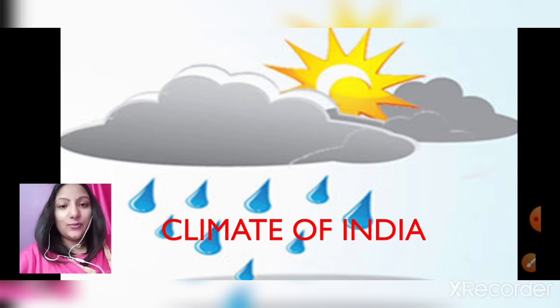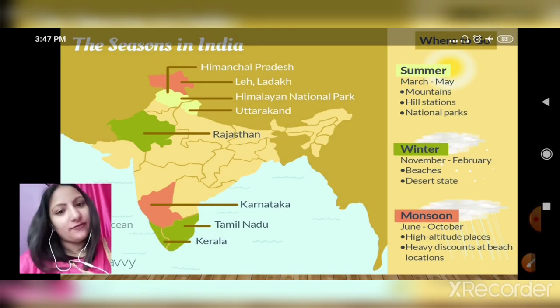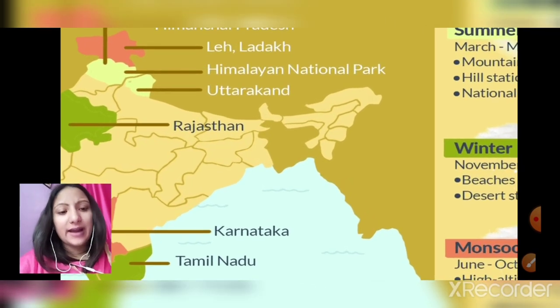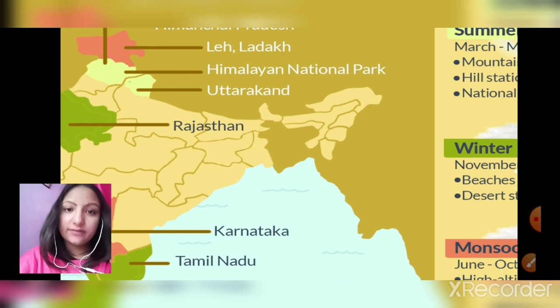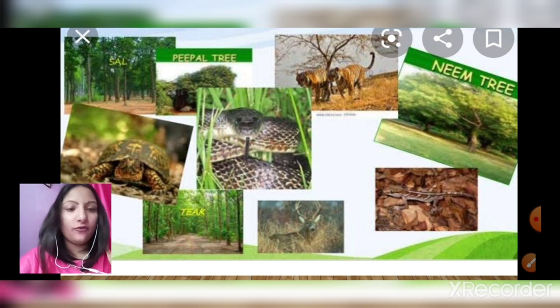So, today we are going to start with another chapter, that is Climate of India. As we saw in the last chapter, India is a land of great physical diversity. As a result of this, there is a great variety in the climate, natural vegetation, and wildlife found in the different parts of India. You all can see in the map. In this chapter, we will take a closer look at the climate, natural vegetation, and wildlife of India.